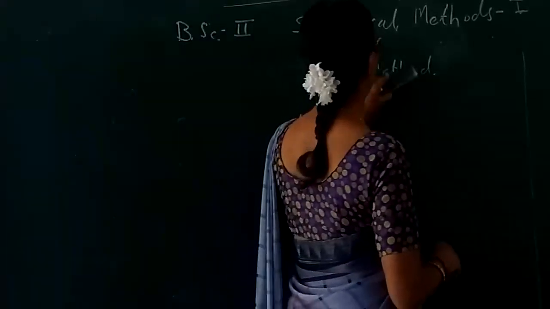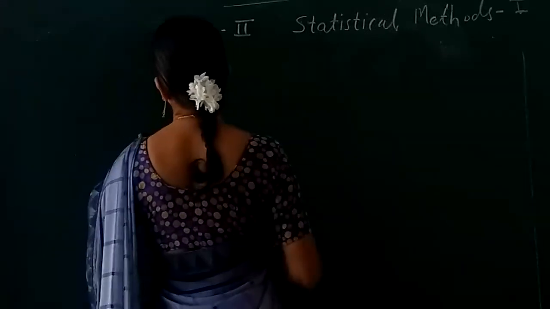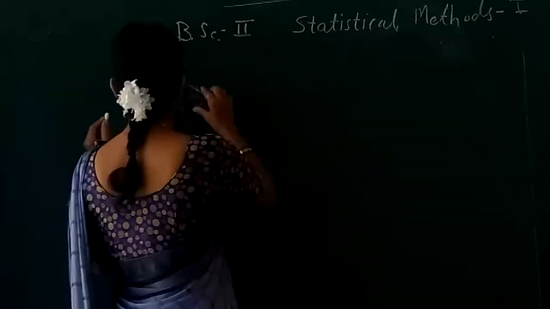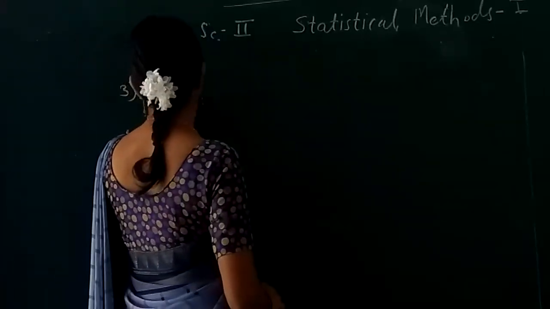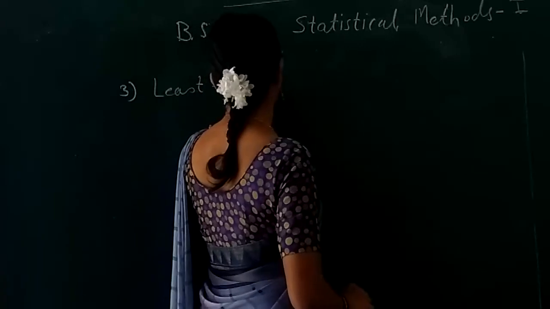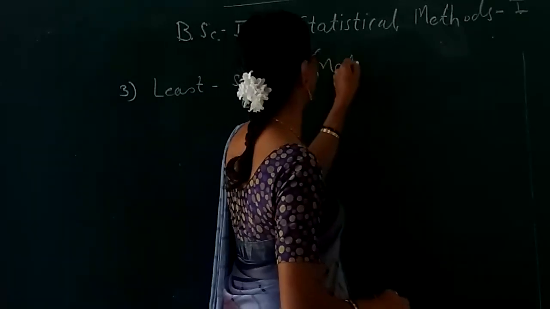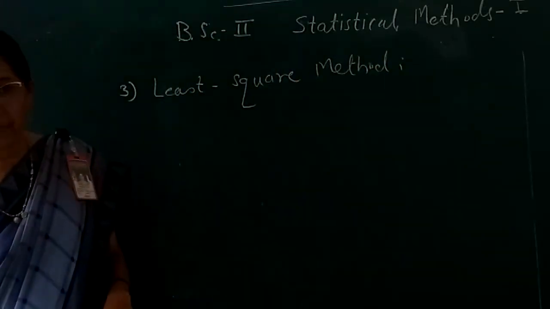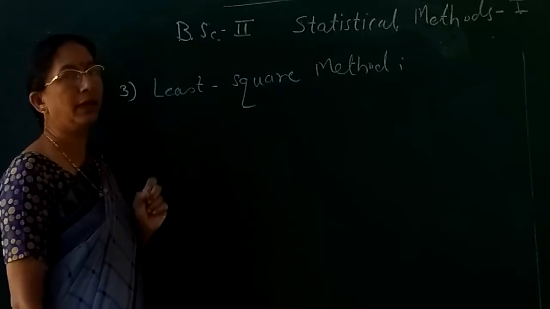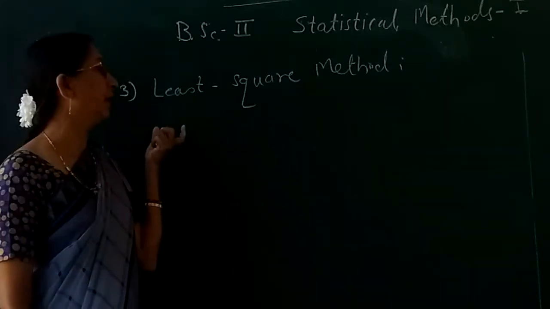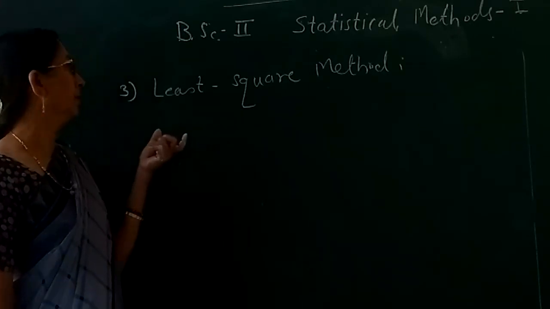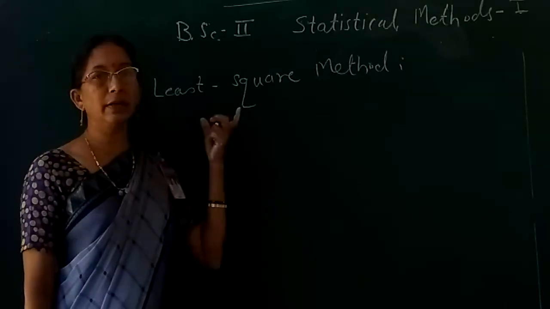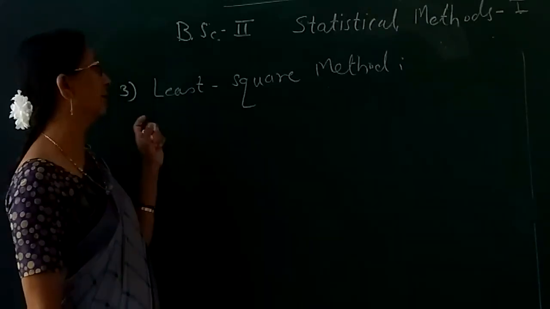Now go to the third method, measurement of trend by least square method. We know the meaning of least square method. Least square method means we minimize the difference between your actual observations and trend values. The difference between these can be minimized.